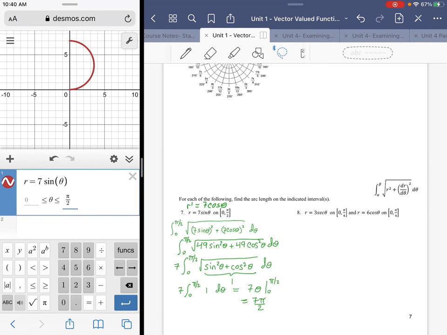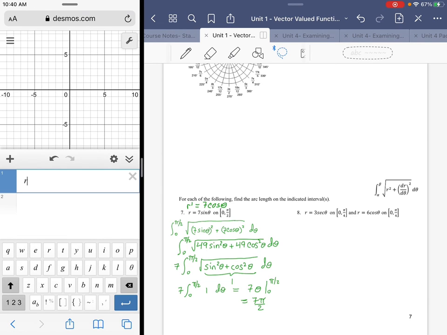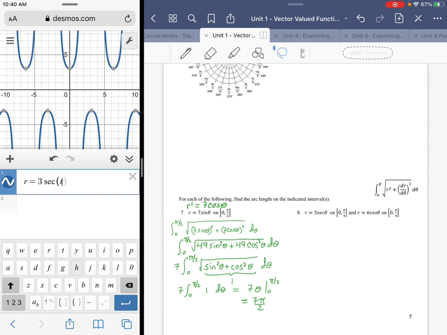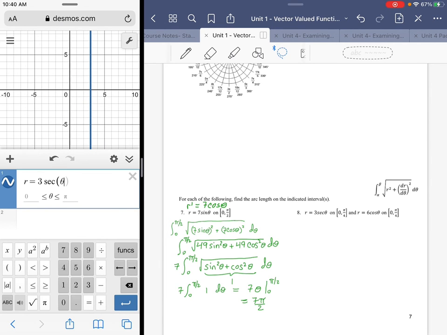Looking at number 8 on page 7, we have r equals 3 times the secant of theta, so we can just pop that in. R equals 3 secant of theta. And again, I just find that the quickest way to get the theta in there is just type it. All right, you see that's a vertical line.